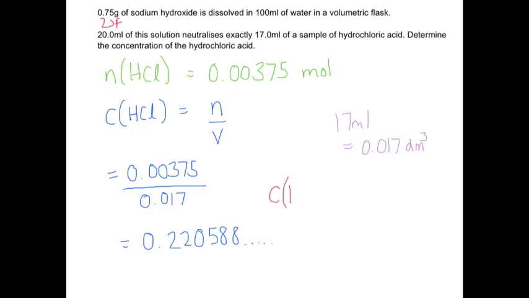I'm going to change the colour of my pen. For the examiner, you want to make it really clear what your final answer is. So the concentration of the acid was 0.22 moles per litre.